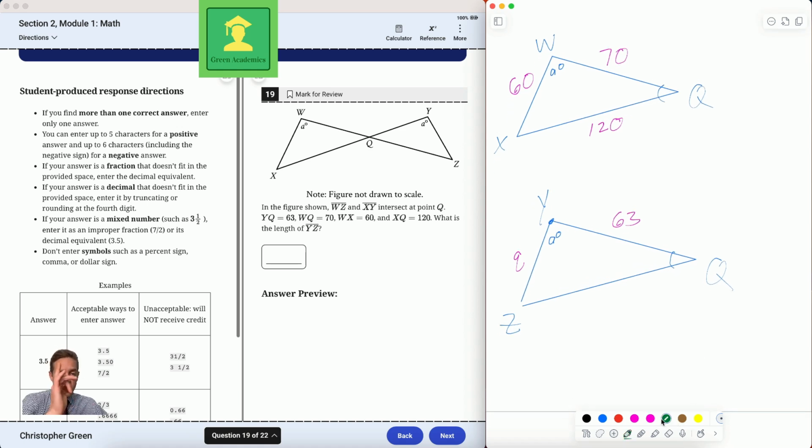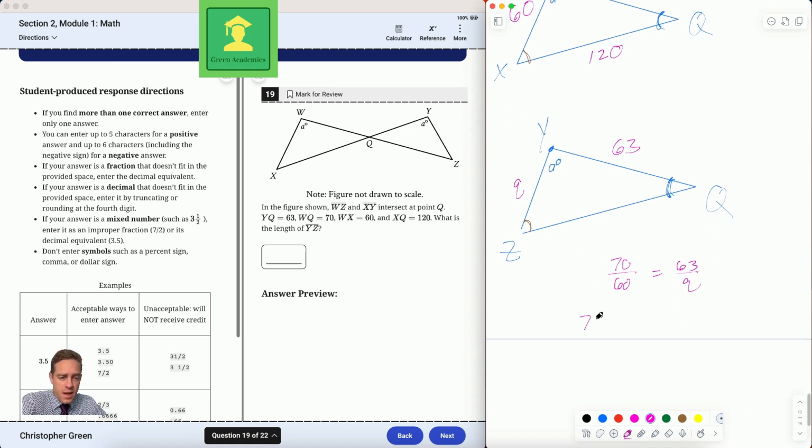Then these are proportional triangles, right? They're similar triangles because this angle is this angle by definition. Those are both q. And then A is A, which means that X must be Z by the rules of supplementarity. So now you can write the proportion as 70 is to 60 as 63 is to Q. And I'm going to write the cross-multiplied form like this.